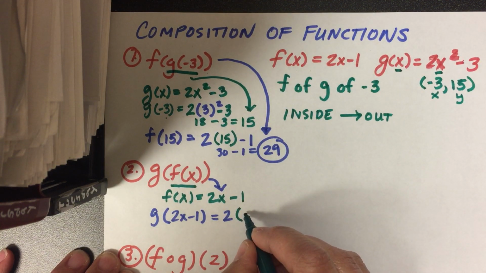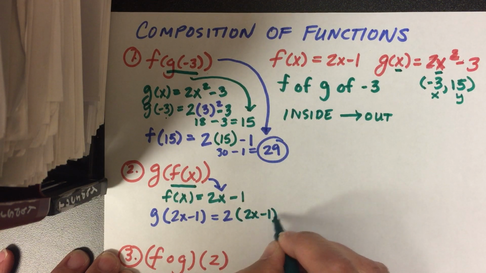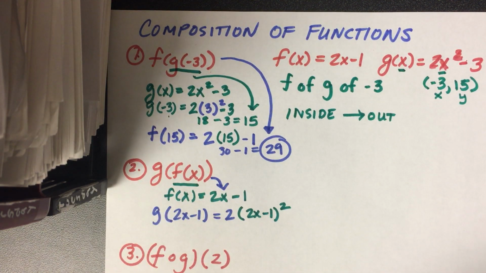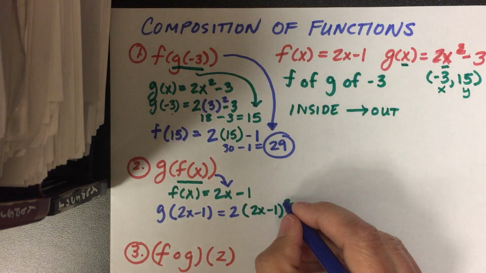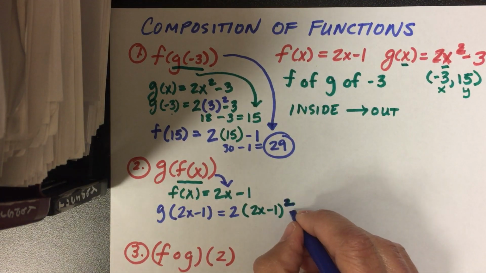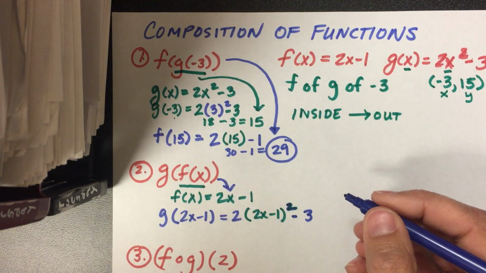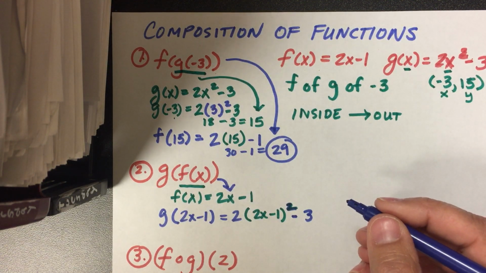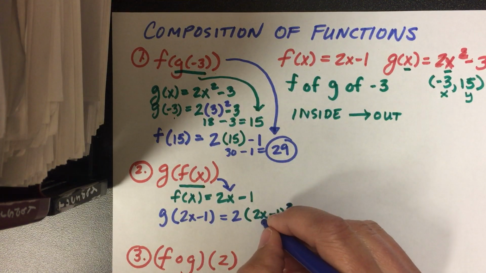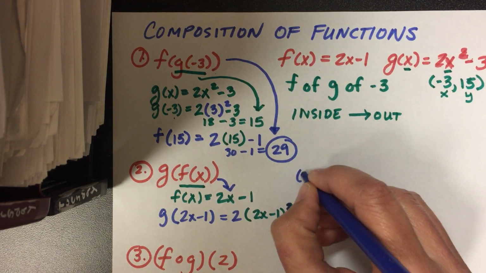So I'm going to plug in 2x minus 1, and I'm going to square it because that's my input. And that's going to end up giving me 2(2x minus 1) squared minus 3. So now I just have to expand this, and I have to combine. I have to simplify it. So let's do order of operations. Let's do the 2x minus 1 first.